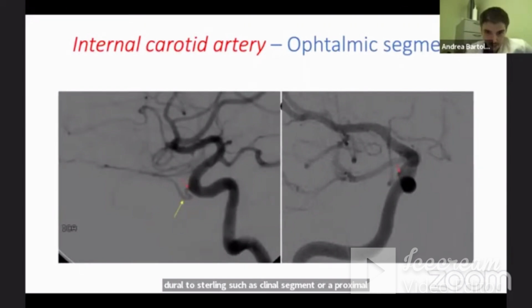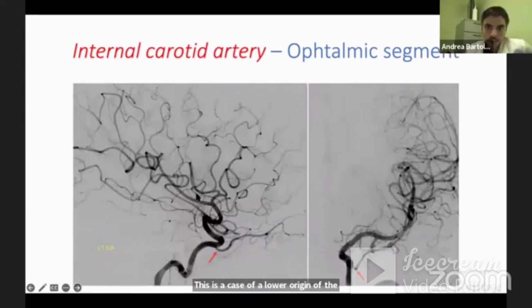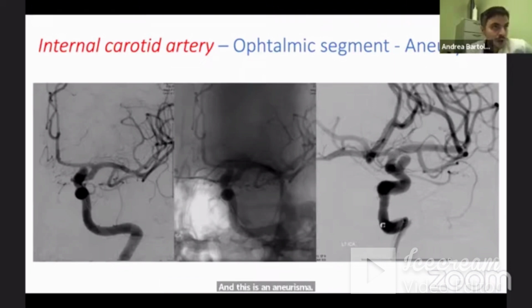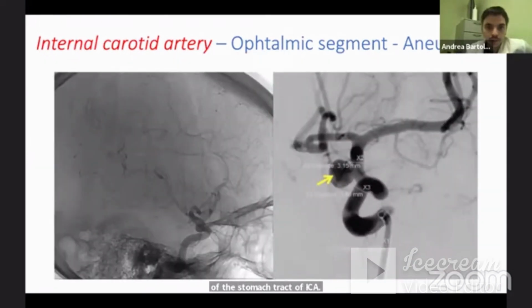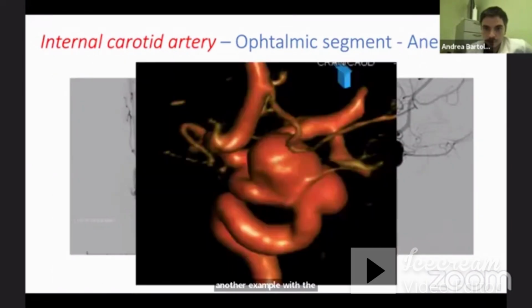This is a case of a lower origin of the ophthalmic artery. Another example of a lower origin, in this case cavernous, of the ophthalmic artery, and an aneurysm of the ophthalmic tract of the ICA. Another example with the 3D reconstruction. Aneurysms of this tract of the ICA are very frequent.